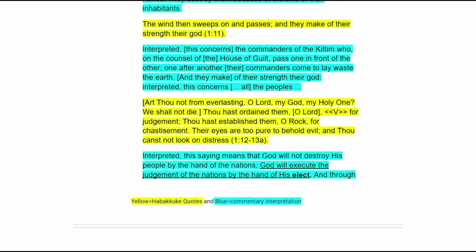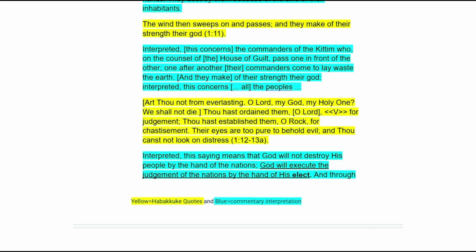The wind then sweeps on the passes, and they make of their strength their gods. This, interpreted, concerns the commanders of Kittim, who, on the council of the house of guilt, pass one in front of the other, and one after the other. Their commanders come to lay waste the earth, and they make of their strength their gods. Interpreted, this concerns, we don't know, all the peoples of we don't know.